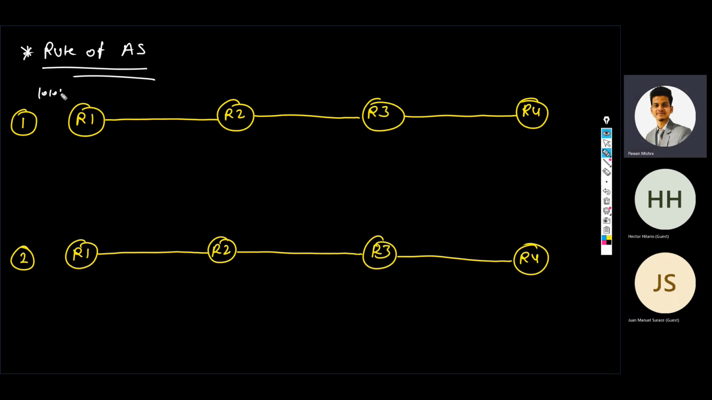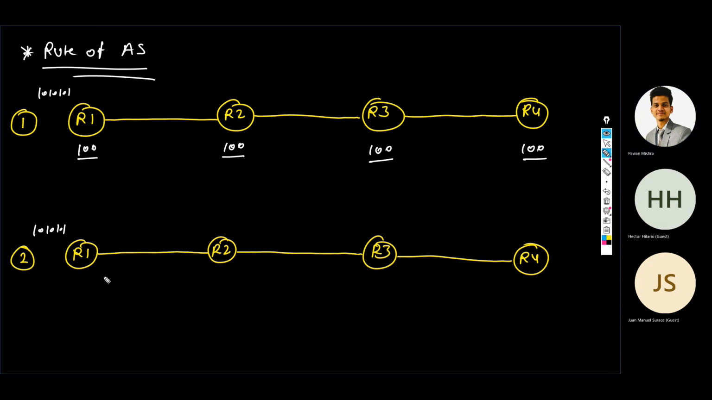R1 router having a route 1.1.1.1. Here also R1 having a route 1.1.1.1, correct? And on R1 I'm using AS100. On R2 I'm using what? AS100. On R3 I'm using what? AS100. On R4 I'm using what? AS100, correct? On R1 I'm using what? AS100. On R2 I'm using what? AS200. On R3 I'm using AS300. On R4 I'm using AS400, right?